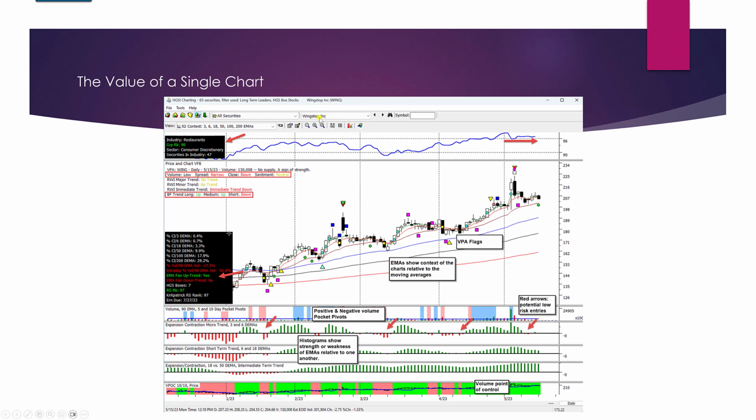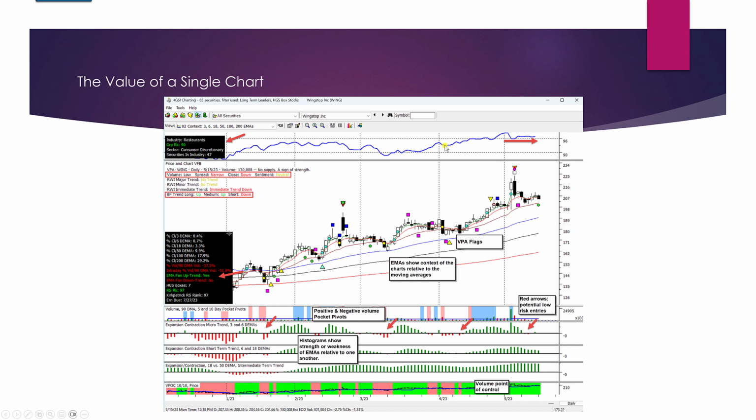This is Wingstop, and this was as of Friday. Actually, it's as of today. I updated with intraday data, and you can see it's pulling back slightly here, black candle, but there is a no supply VPA. So let's start at the top though.